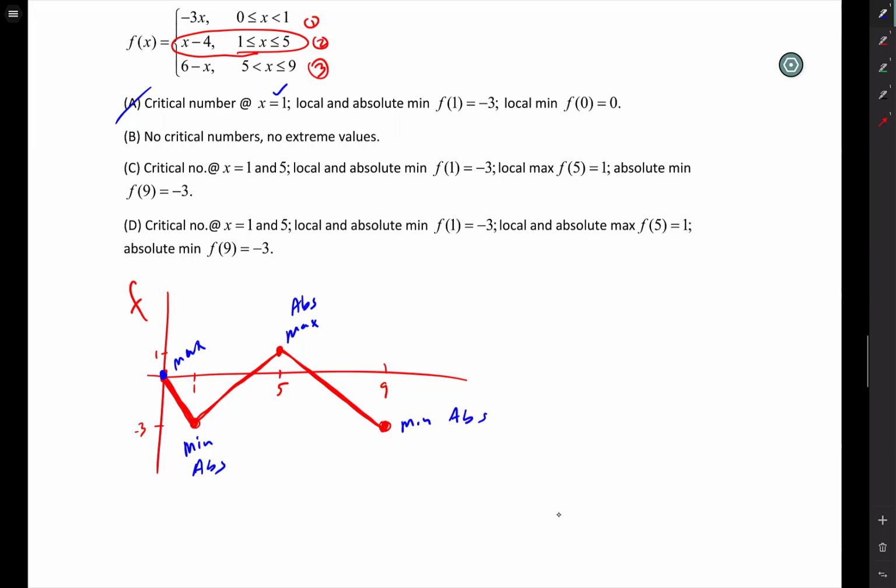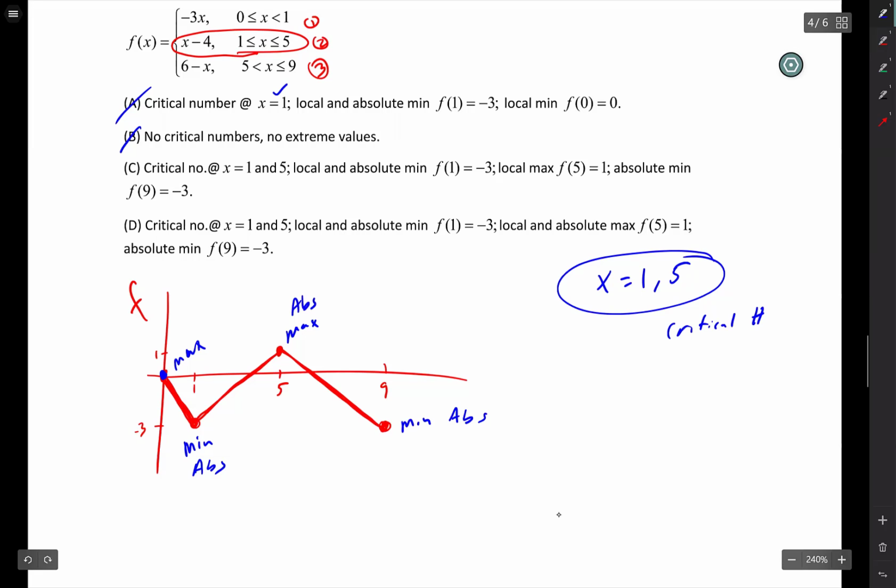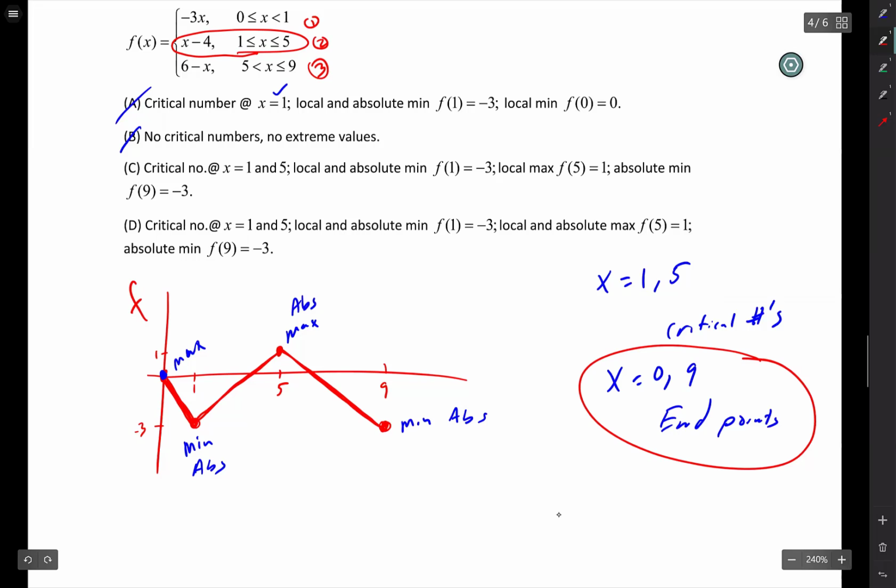That's a lie. All my critical numbers are where my derivative is undefined. So, let me put it here on the side, x equals 1 and 5. Those are critical numbers. Chavez, what do you call 0 and 9? 0 and 9 are what? Endpoints. I probably should have used a different color. Sorry, guys. Let me circle it with a different color. So endpoints can't be critical numbers? No, endpoints are not critical numbers.